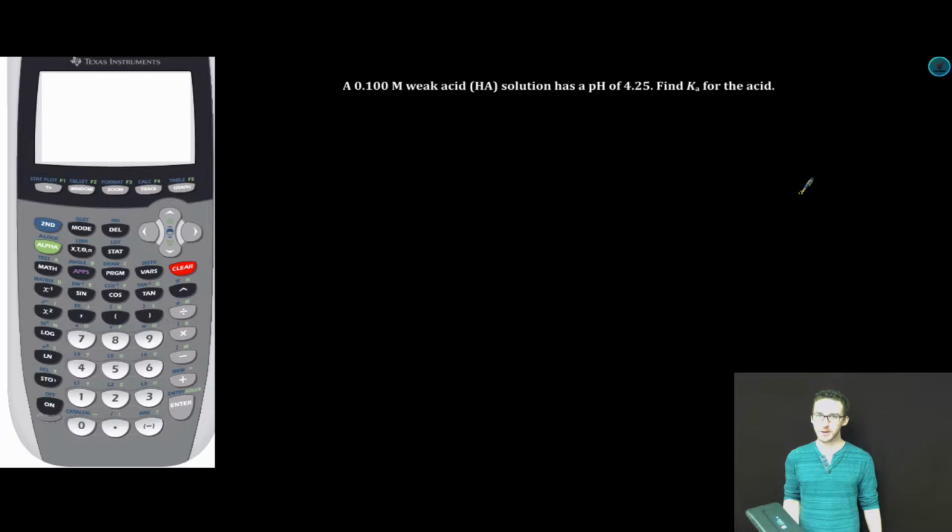Now it's time for some pH calculations of weak acids and weak bases. A 0.100 molar weak acid solution has a pH of 4.25. Find the Ka for the acid.